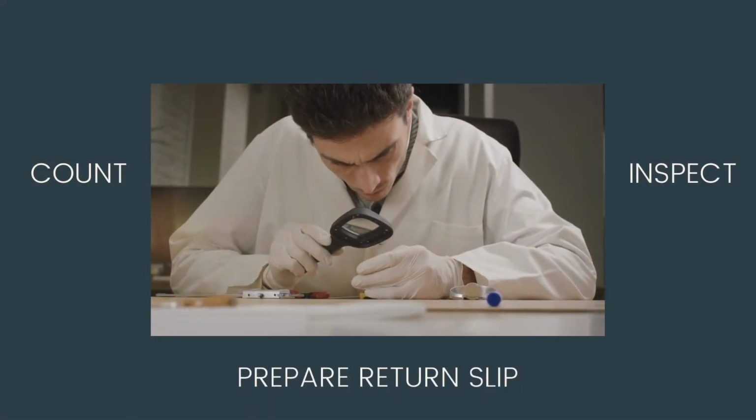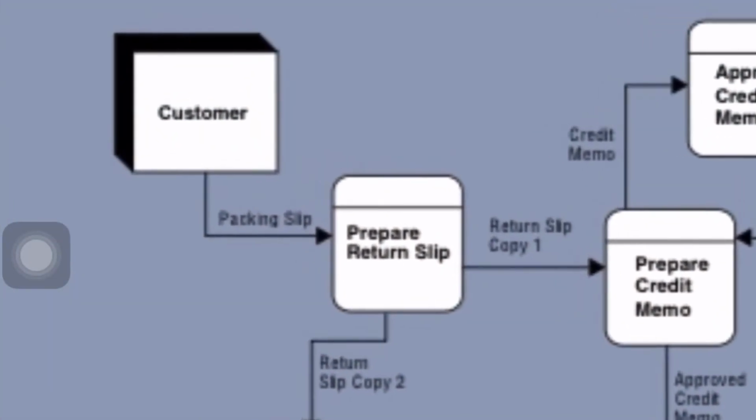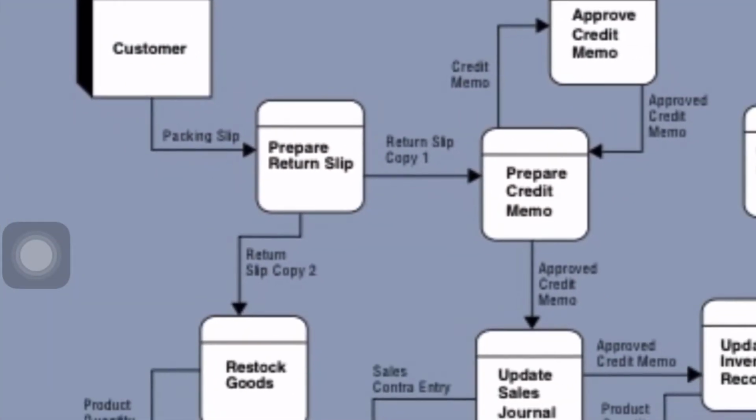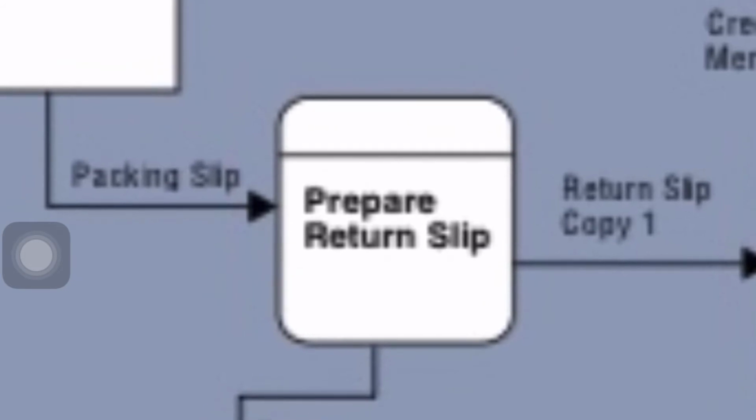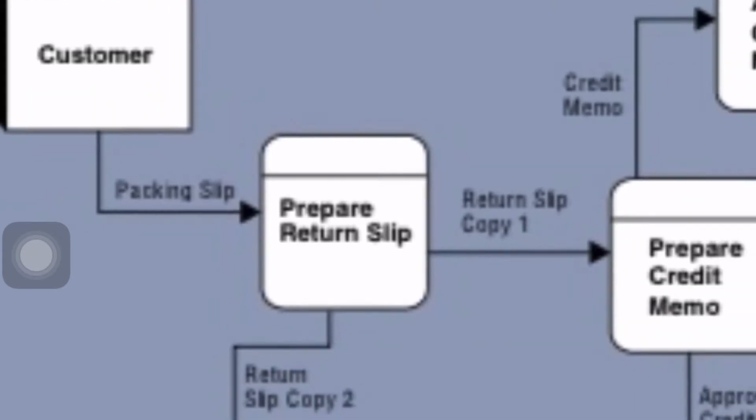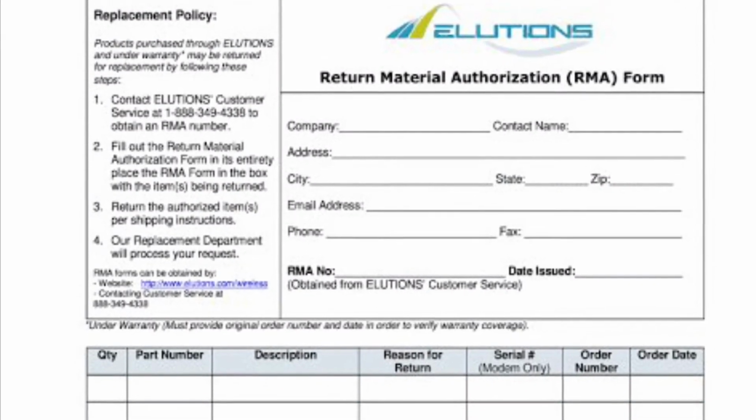When items are returned, the receiving department employee counts, inspects, and prepares a return slip describing the items. The goods, along with a copy of the return slip, go to the warehouse to be restocked. The employee then sends the second copy of the return slip to the sales function to prepare a credit memo.